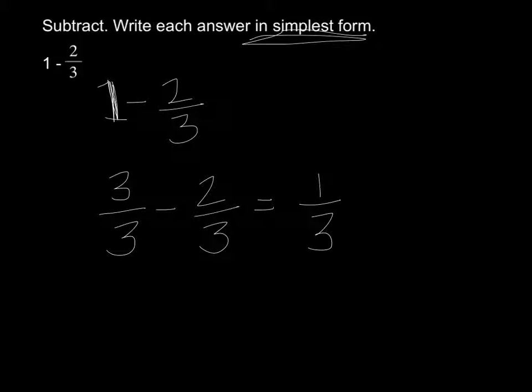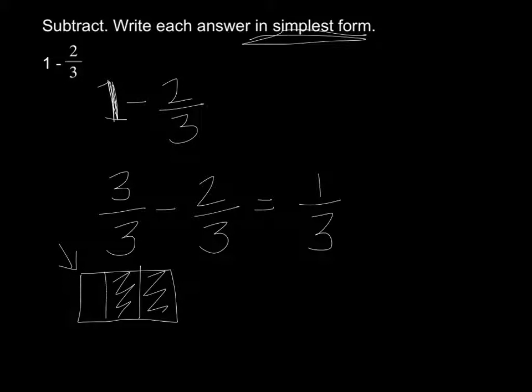Now you can notice our denominator does not change. If I have a bar that I cut into 3 pieces, here's my whole, and if I take 2 pieces away, what am I left with? 1 out of 3. I'm not going to be left with 1 out of 0. I still cut my pizza or my bar into 3 pieces. So 1/3 is my answer. Again, when we are subtracting or adding, our denominators do not change.